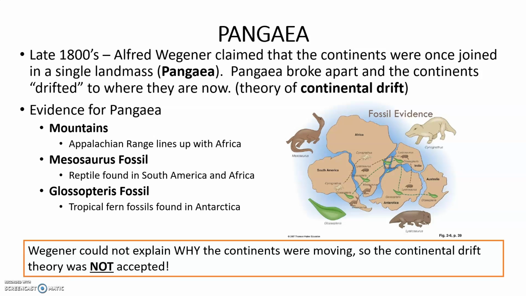The third and final evidence is the Glossopteris fossil, and it is a tropical fern, and it's been found on all parts of the continents, including Antarctica, indicating the warmer climate it once had. Now, Wegener was not accepted because he could not explain the why. Why were the continents moving? So at the time, in the 1800s, Wegener was not accepted.